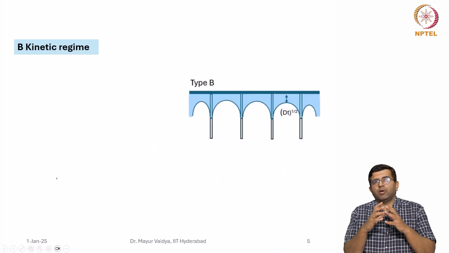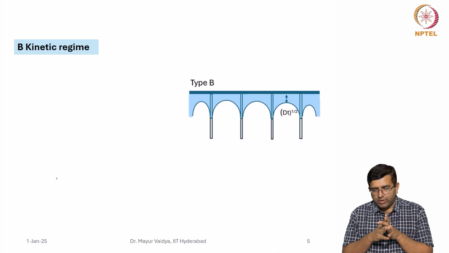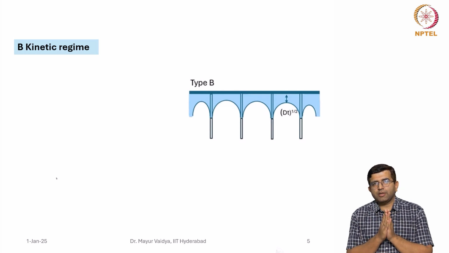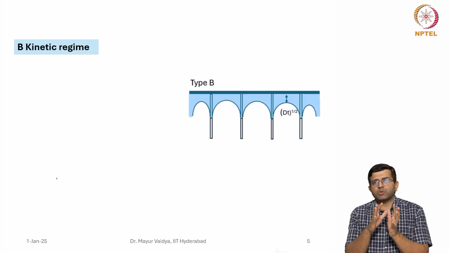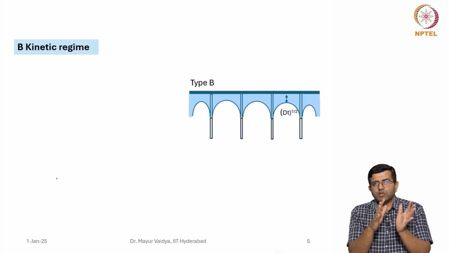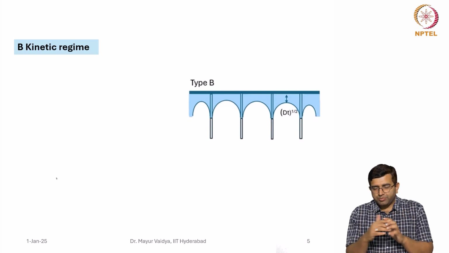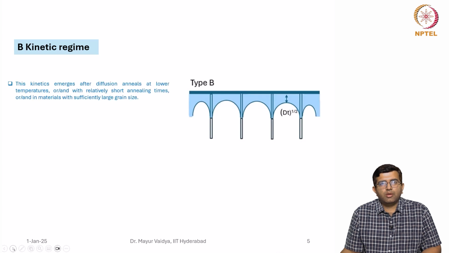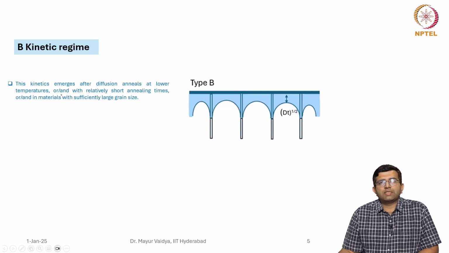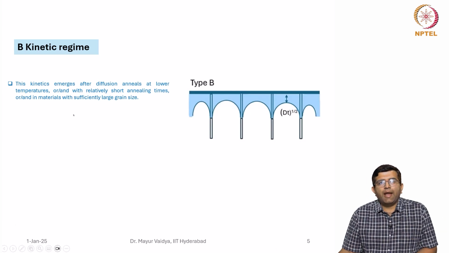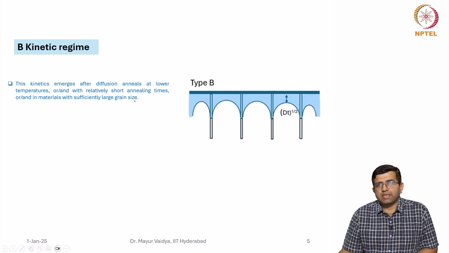Now, let us move on to the B kinetic regime. The B kinetic regime is a very interesting one. Here, it happens at temperatures which are intermediate between A and C. So, these are somewhere midway, not a very high temperature, but not too low a temperature as well. As I said, relatively lower temperatures and short annealing times, but not as low as the C kinetic regime, and with a sufficiently large grain size.